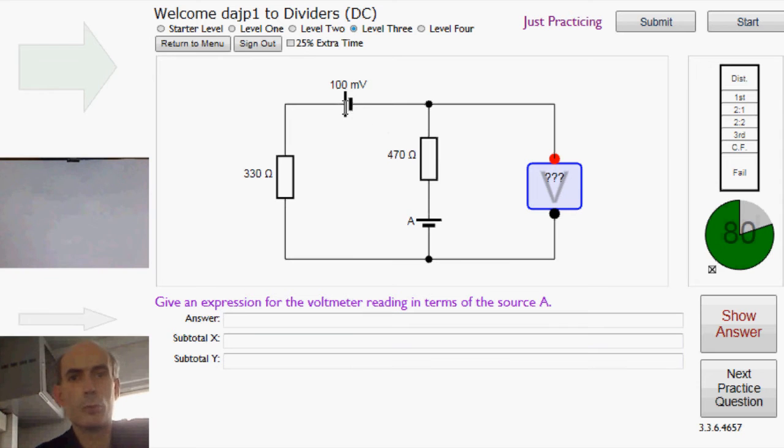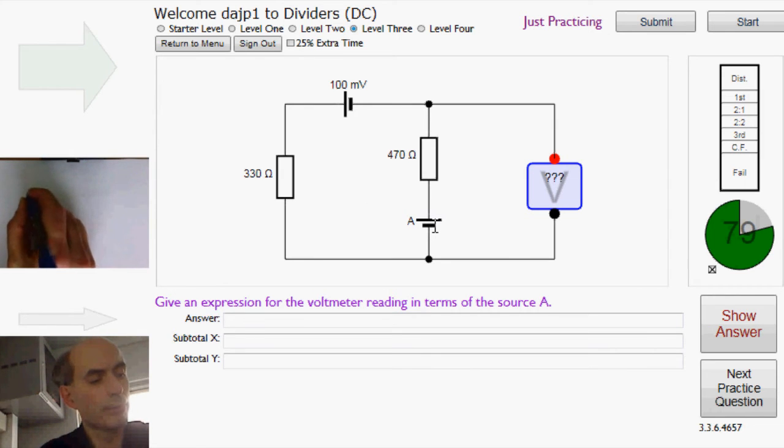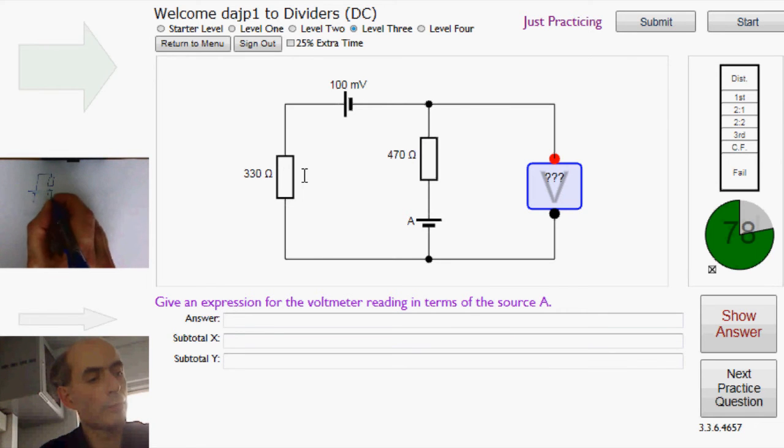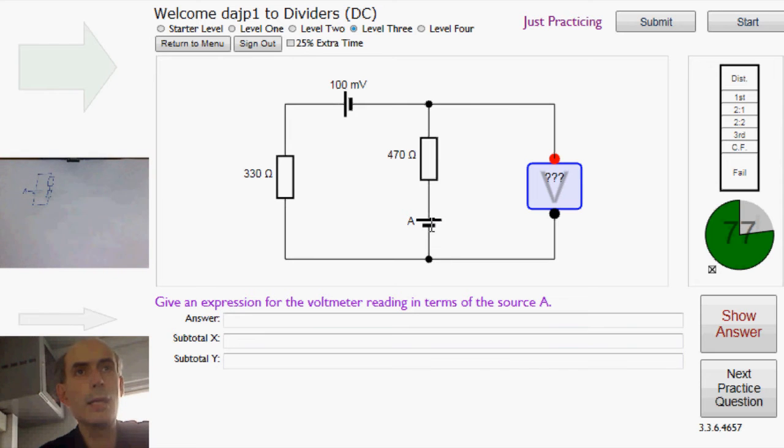If I set a voltage source to 0, that means that there is no voltage between this point and this point in the circuit, so effectively there's a wire connecting them. They're always at the same voltage. So the circuit with only the source A in it effectively looks like this. A comes up, we have a 470 ohm resistor. That goes through a 330 ohm resistor, goes back down to the bottom of voltage source A, and the voltmeter is measuring the voltage across this resistor, the 330 ohm resistor.